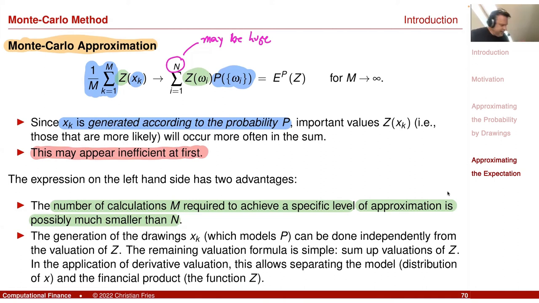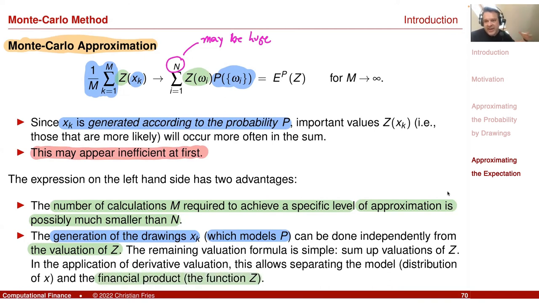And a second part is nice for me as a programmer. I can easily separate the probability part, which I always indicated with blue, the generation of the drawings, which models the P, from the evaluation of the random variable, which is the Z. I can easily separate this in the implementation. In our application, for example valuation of a financial derivative, the function is often associated with the financial product.